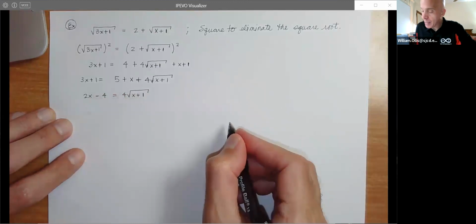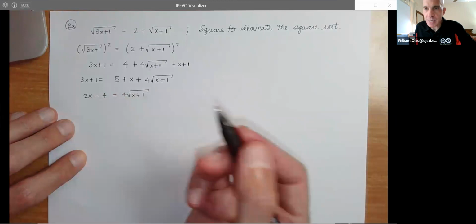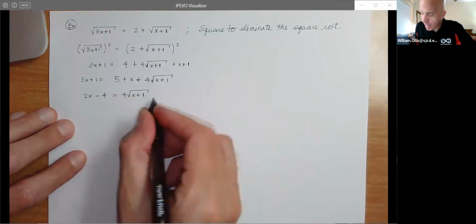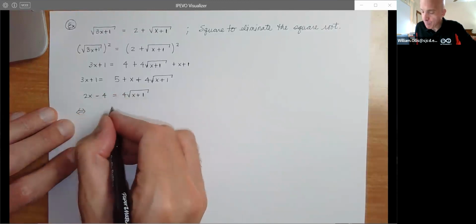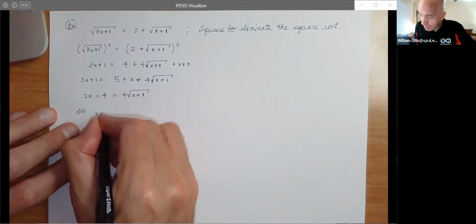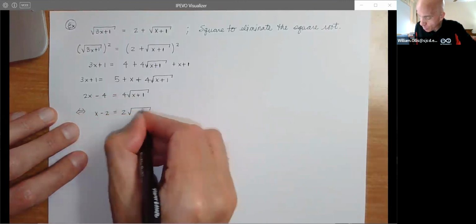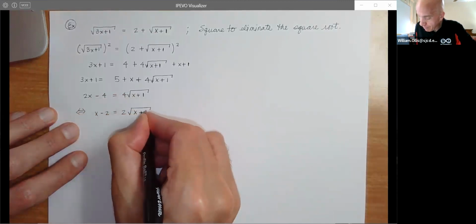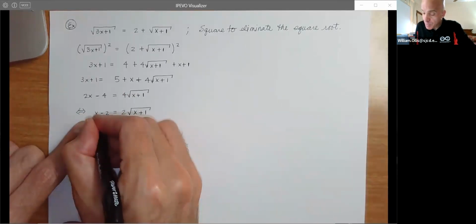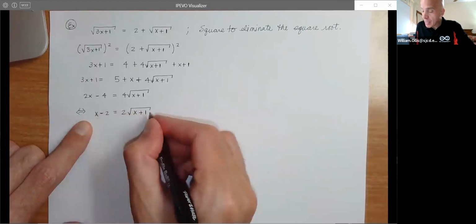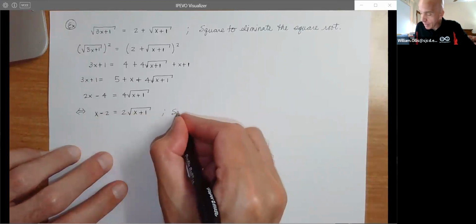And this gives us 4 times the square root of x plus 1 on the right-hand side. Now, of course, we have extra stuff here. We've got a 2 in everything, which isn't going to affect the solution. So let's divide through by 2, just because the numbers being smaller make the problem easier. So x minus 2 equals 2 times the square root of x plus 1. So we've simplified the problem down to 1 radical. So what we're going to do is square again.